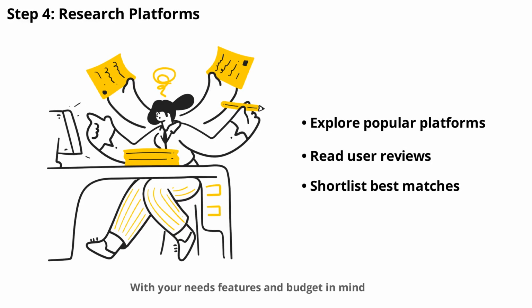With your needs, features, and budget in mind, start researching available no-code platforms. Explore popular options like Airtable, Zapier, or Monday.com, and read reviews from other HR professionals. Pay attention to platforms that specialize in HR solutions, as they may offer tailored features. Create a short list of platforms that align with your checklist.